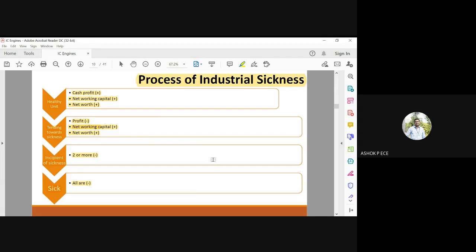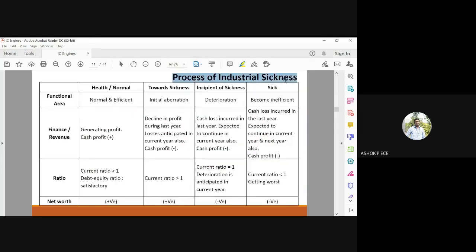Okay. The process of industrial sickness. So what are the parameters by which you can judge whether industrial sickness is there or not for an industry? We are considering the same four cases: healthy or normal, towards sickness, incipient of sickness, and sick.